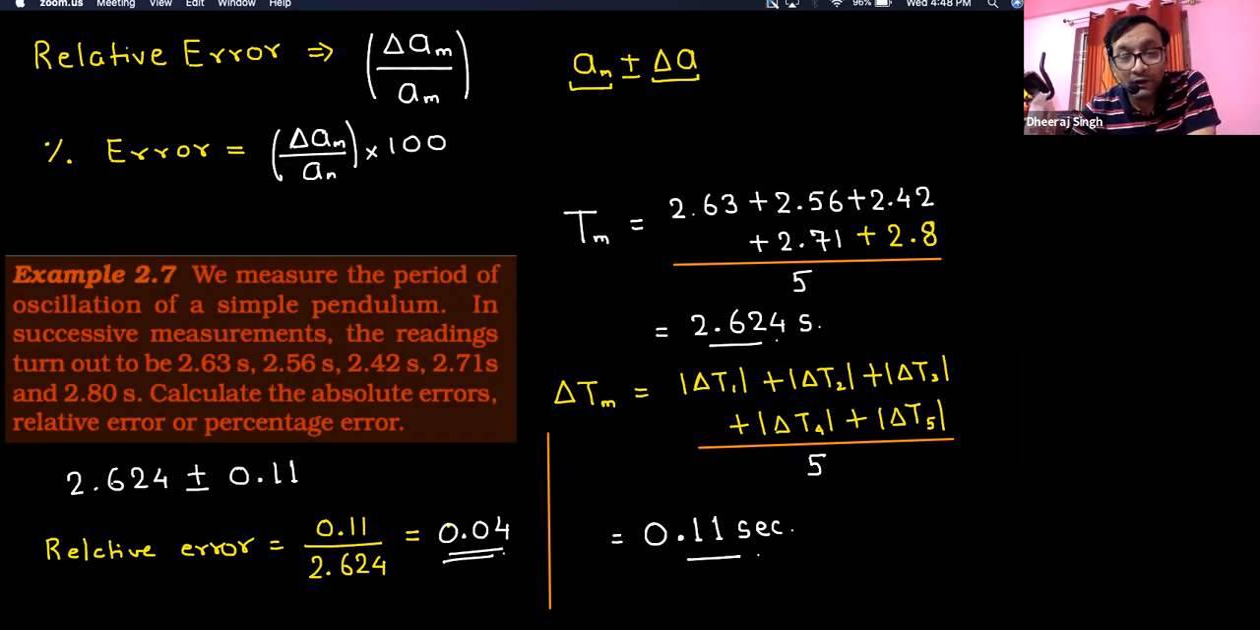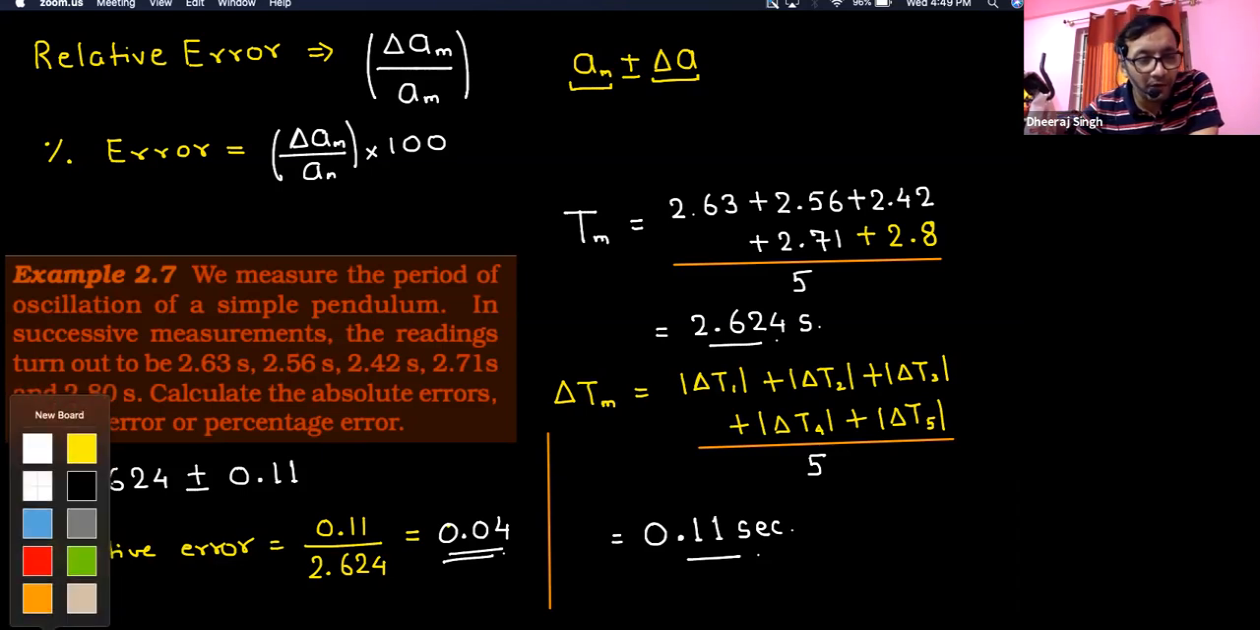No, 0.04. 0.6 cannot be relative error. If it is 0.6, the percentage error is 60%. So 60% error is too much. Okay. All right. So these are the basic concepts of how you quantify the errors. Fine. Let's move forward.